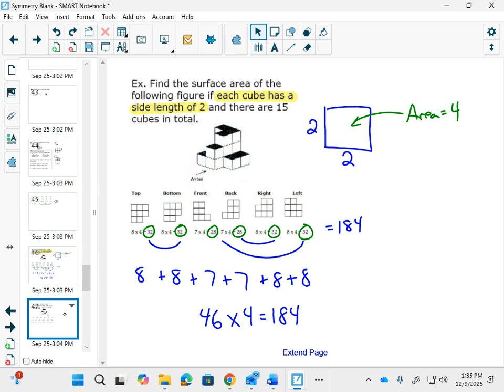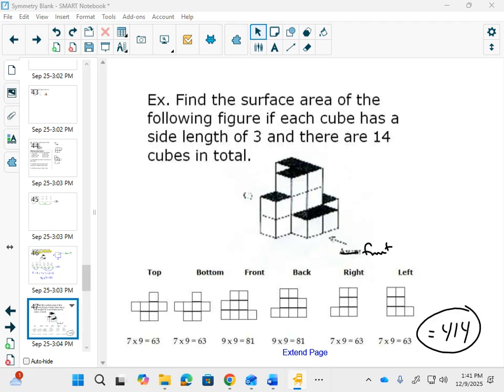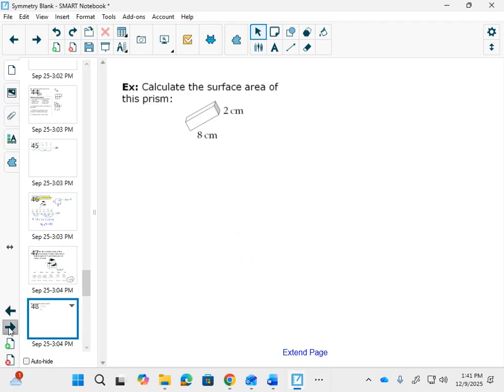Okay, here's your next one to make. So take out your notes, because this next one we're going to do in our notes.